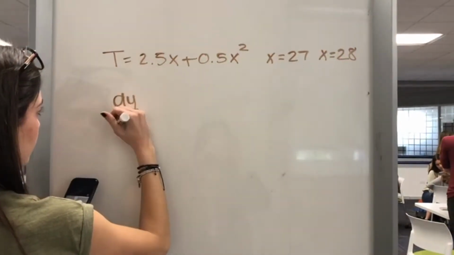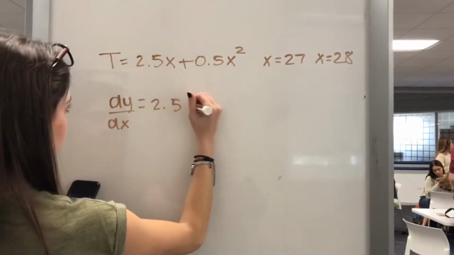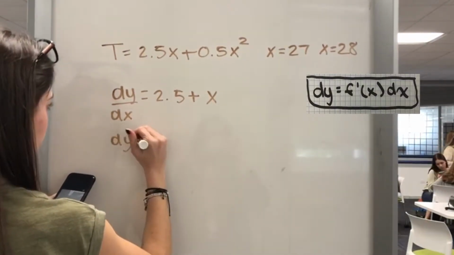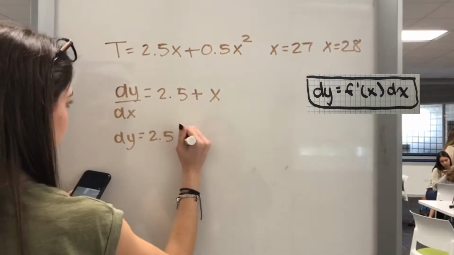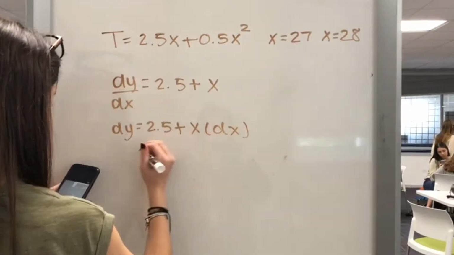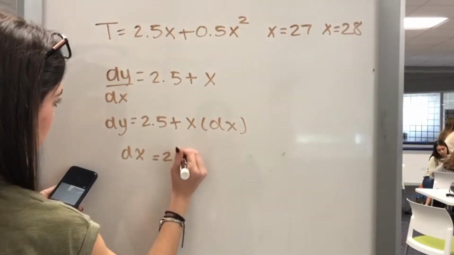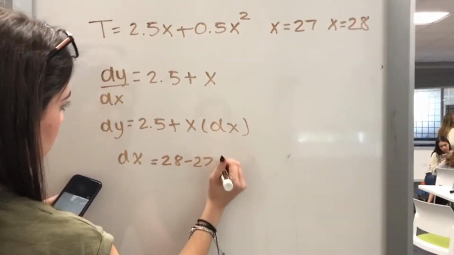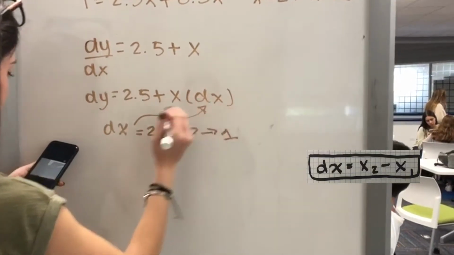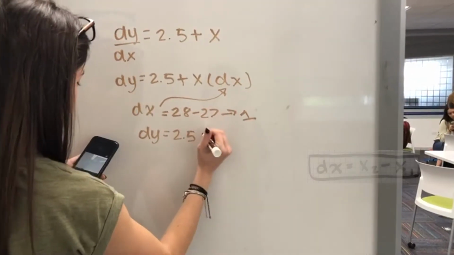Now, it is asking us to look for the approximation of the change in the stopping distance as speed changes. So we're going to use the formula of approximation, that is dy is equal to f prime of x times dx. So first we're going to find the derivative of the function, that is 2.5 plus x. And to write the complete function, we're going to write dy is equal to 2.5 plus x times dx. But to find dx, we're going to use this formula, that is dx is equal to the second x, that is 28, minus our first x, that is 27, that is equal to 1.